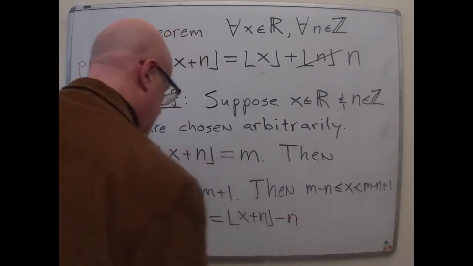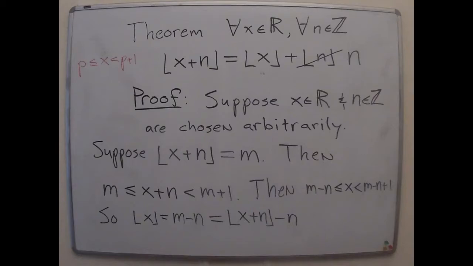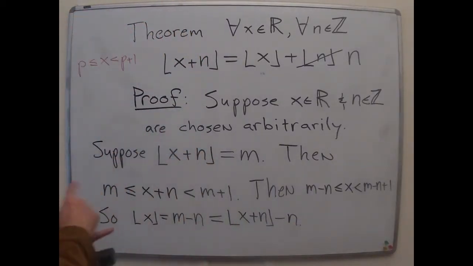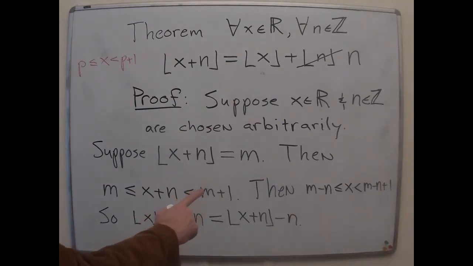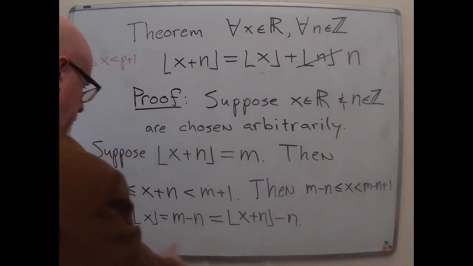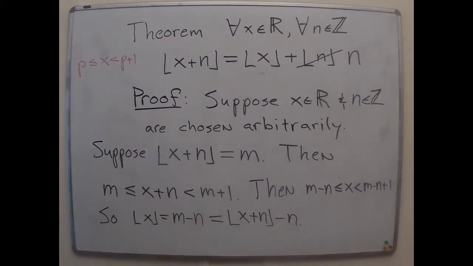All right, so unfortunately, this came out with the pieces reversed, but all I have to do now is add n to both sides of this. Floor of x plus n will be floor of x plus n.